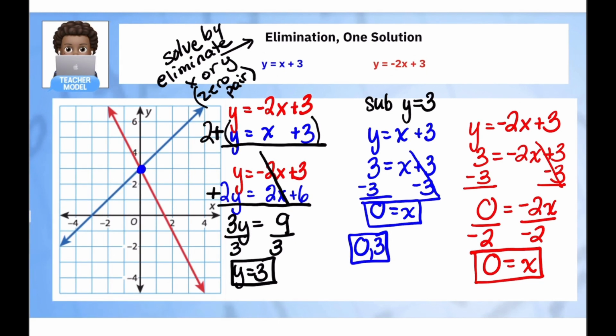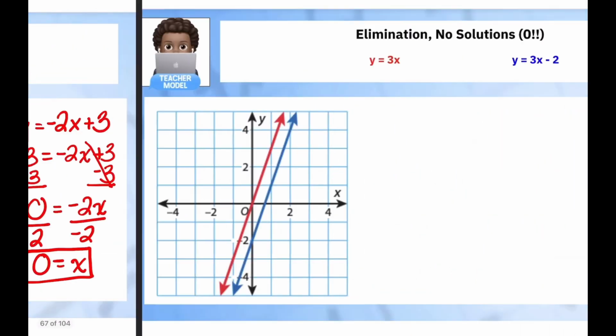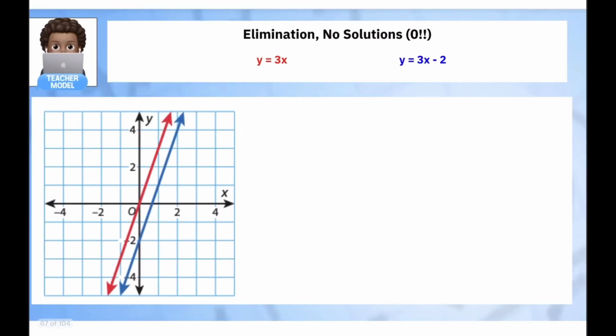Now we're going to look at a second one. As you can see here, our work of elimination does have a point at (0, 3). But what's going to happen when we have no solution? We could already see our two lines are not intersecting. So what if we tried elimination in this case? y is equal to 3x, y is equal to 3x minus 2.